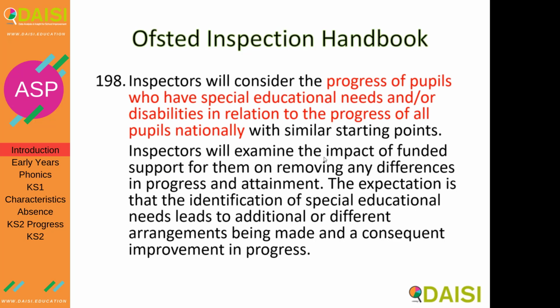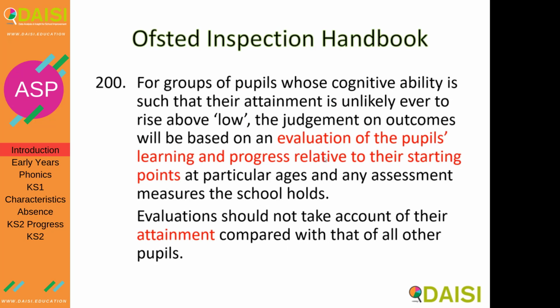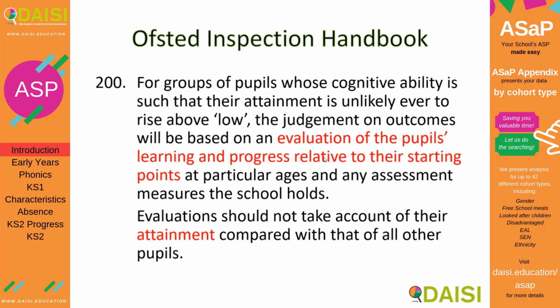Inspectors will also consider the progress of pupils who have special educational needs and/or disabilities in relation to the progress of all pupils nationally with similar starting points. So your SEND pupils are not being compared against the national SEND, they are being compared against the national all. However, for pupils whose attainment is unlikely to rise above low, so we could be talking about pupils on P scales, then inspectors will look at their learning and progress relative to their starting points and not attainment. So they'll most likely be using your internal tracking systems.